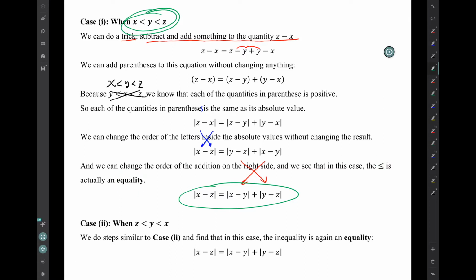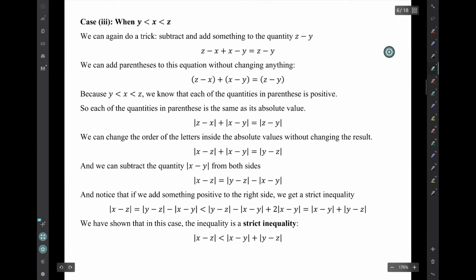Now, a similar case, case 2, is when z is less than y is less than x. We do similar steps, and we find that in that case, that equation is true as well. Now, what about case 3? When y is less than x is less than z. Well, we again do a trick. We subtract and add something, this time to the quantity z minus y.